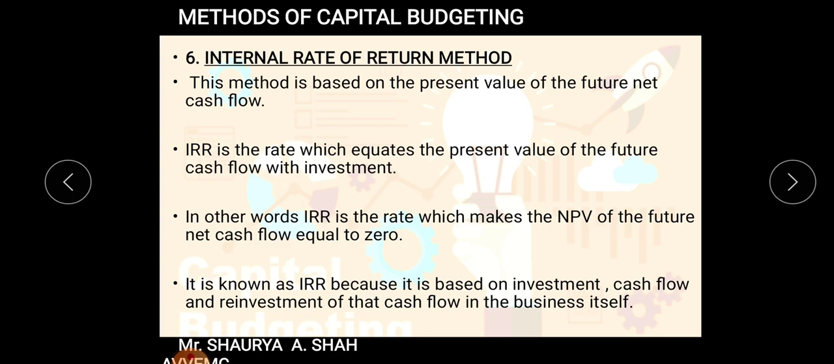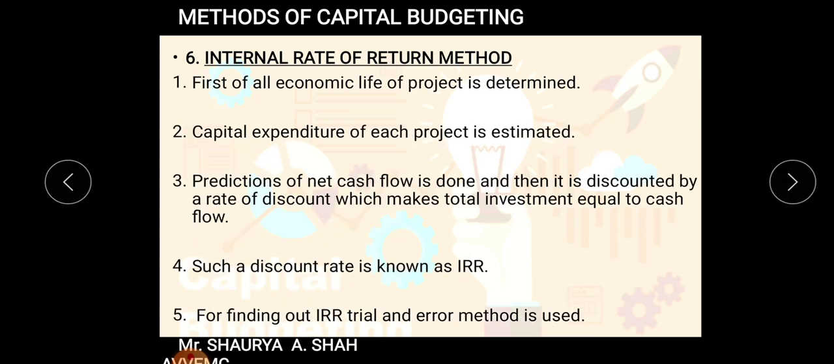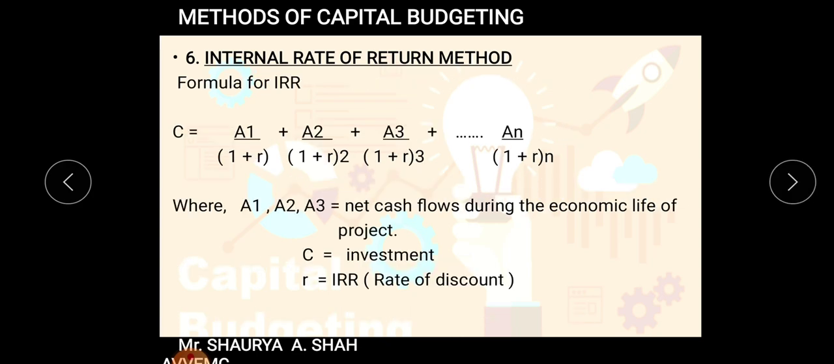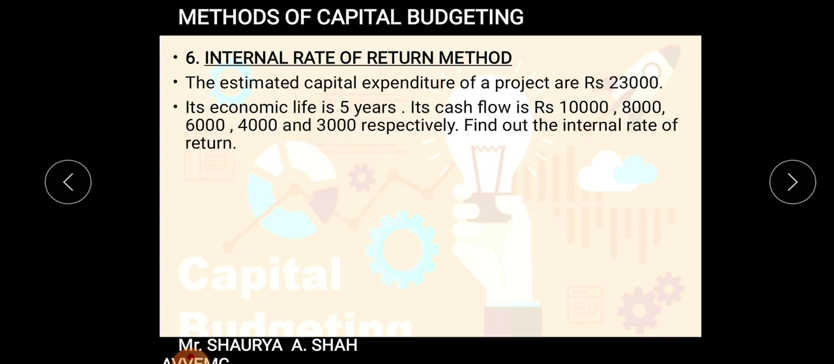Fine. So we'll quickly understand this with the help of an example. Now this formula is most important. This is what we studied in the last lecture. What is this? A1 plus A2 plus A3 up till AN upon 1 plus R, 1 plus R square, 1 plus R cube and 1 plus R raised to N, right? What is it? It is net cash flow, investment and rate of discount. So we'll be calculating this with the help of a practical example.